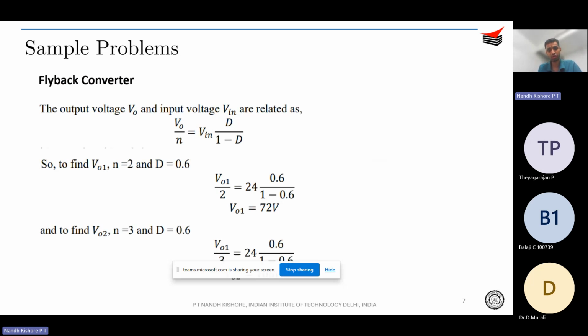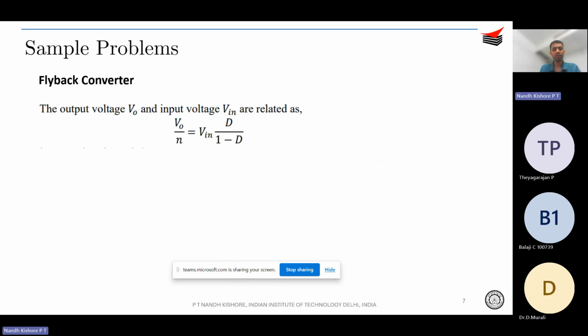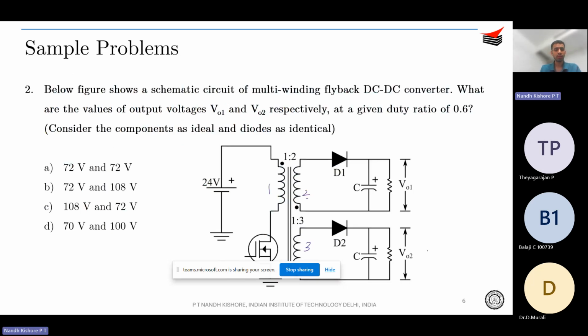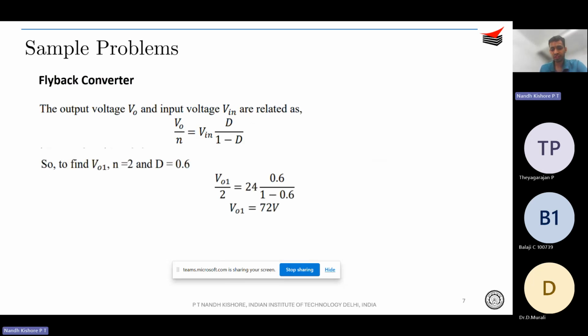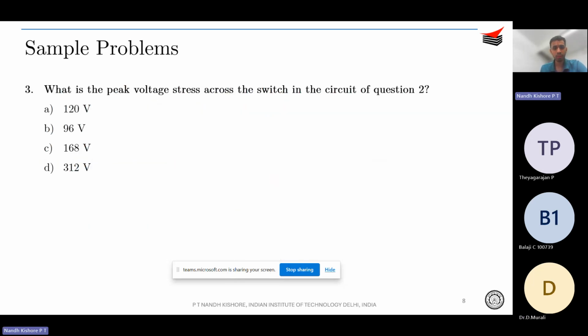This is just a direct substitution of the formula. From that you get that VO1 and VO2 are going to be 72 volts and 108 volts respectively. This is directly derived from the input-output relation for a flyback converter. I guess this is pretty straightforward. If you don't have any doubts, we will go to the next part of the problem, which is more interesting. So this was just a linear relation between the input and output.